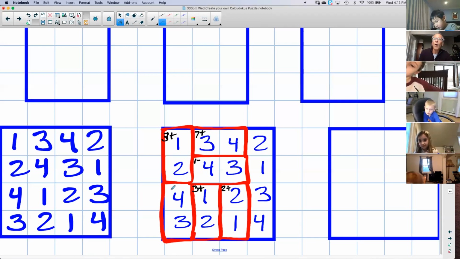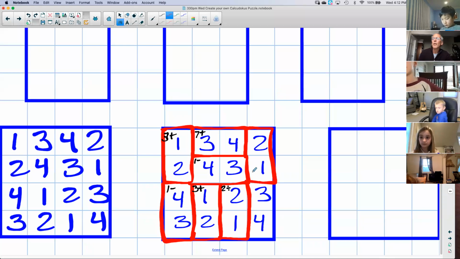1 minus. Oh, Sabrina, you are awesome. Nice job. Now, Roman, I wonder if you could take this 2 and 1. What would be a really good plus sentence that would go there? 2 plus 1 equals what? 8. Well, you know that 2 plus 1 doesn't equal 8.